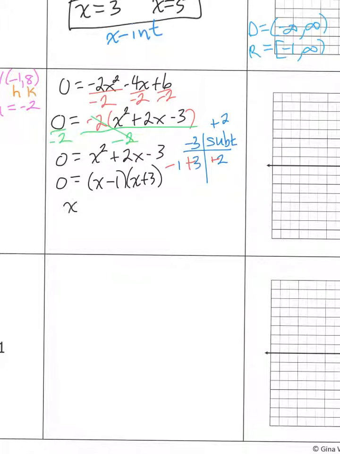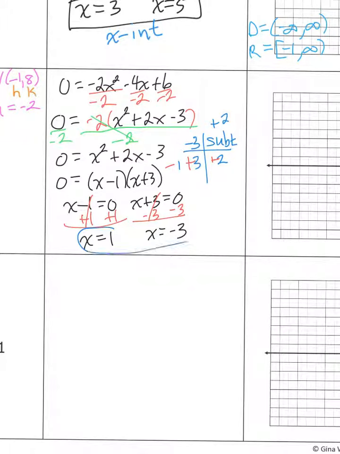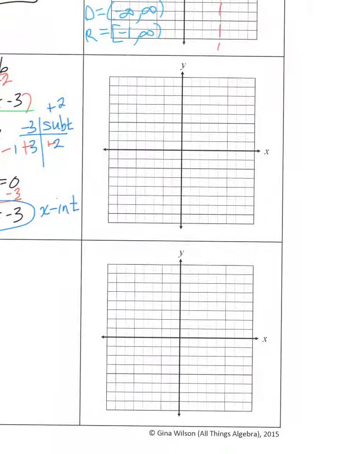Set each one of those equal to 0. And solve. So I get x is equal to 1 and x is equal to -3. So here are my solutions, and these are my x-intercepts. So I have everything I need to graph. So let's go ahead and graph.